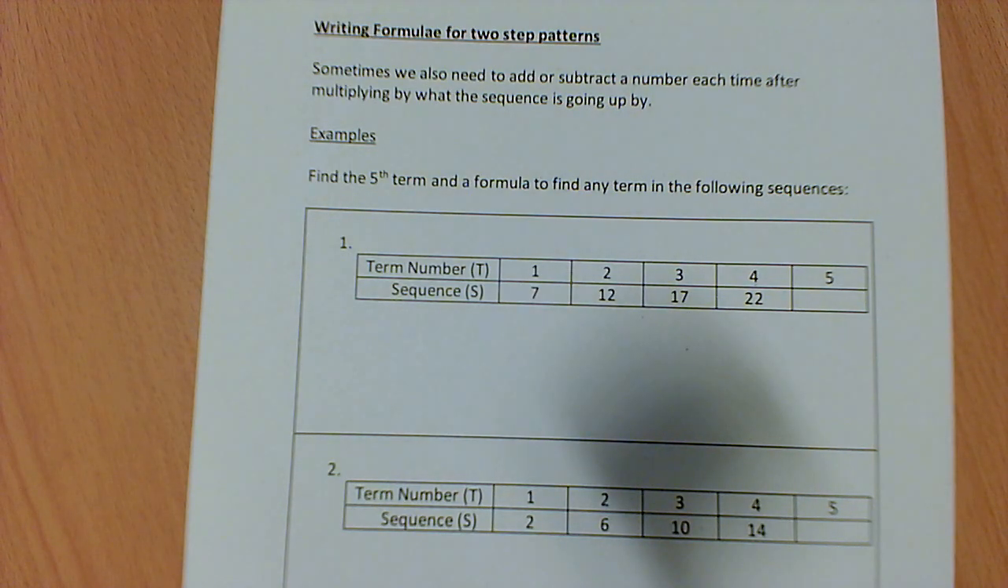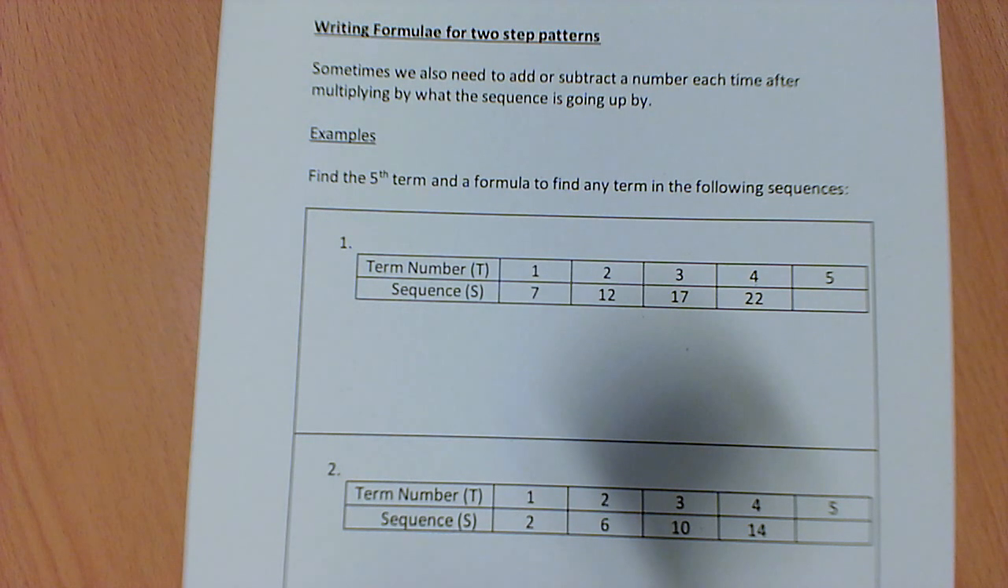Let's look at writing formulae for two-step patterns. So we're now going to find the formula for these sequences. Sometimes we need to add and subtract a number each time after we multiply the sequence by going up.